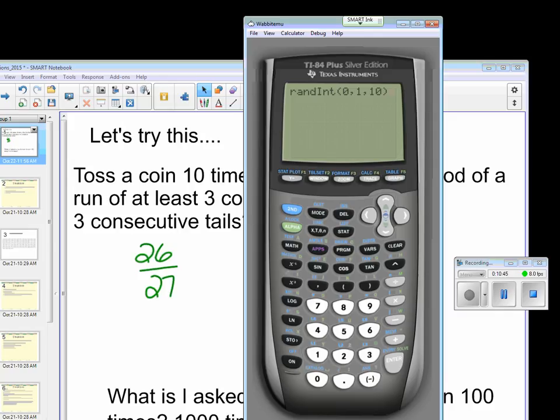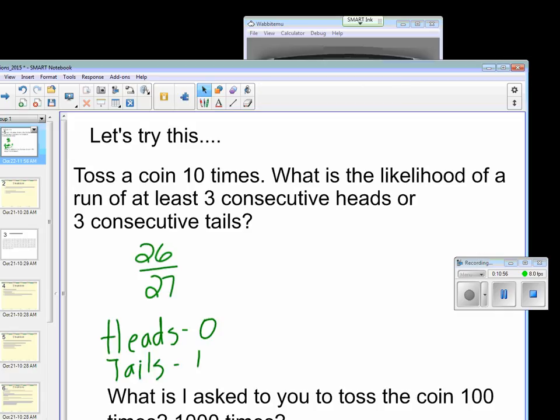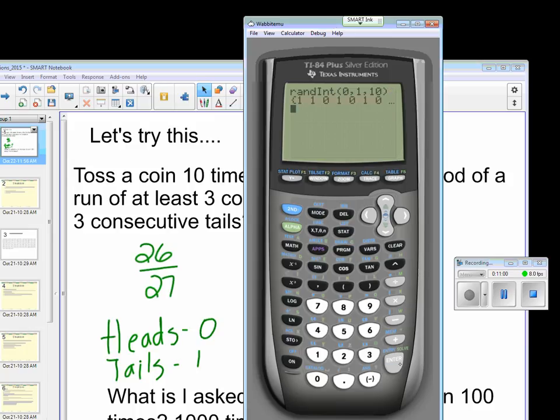Heads of zeros? Perfect. So we're going to assign heads to be zeros and tails to be ones. Okay? And we're going to go ahead and hit enter. And it's going to give us a string of zeros and ones, and we're going to count this. This is one trial. And we're going to need to do many trials to see what's happening.